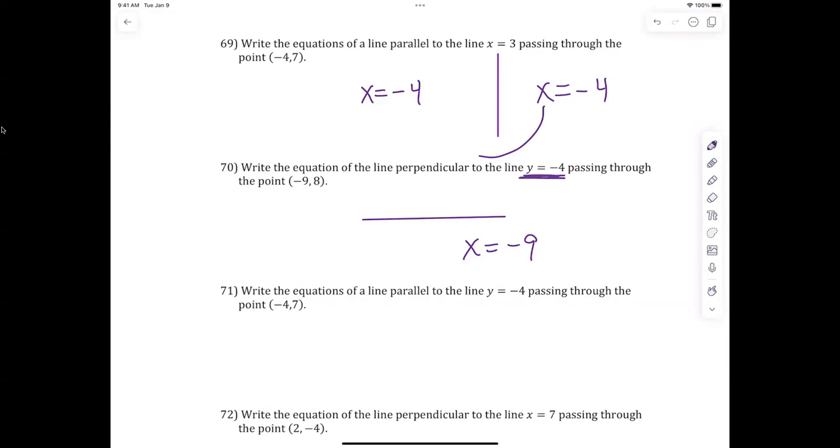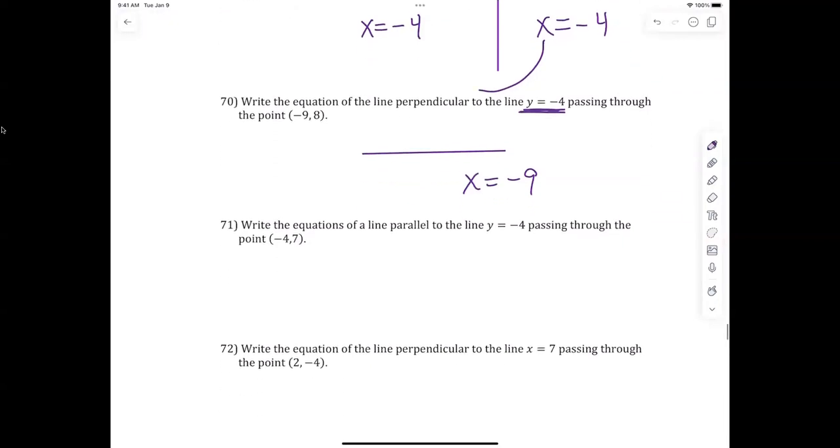Okay? Yes or no? Then 70. X equals -9, because I read the problem and it said perpendicular, not parallel. So if you're perpendicular, right? This is a horizontal line. This is vertical. We want it to be the vertical. So vertical x equals -9.